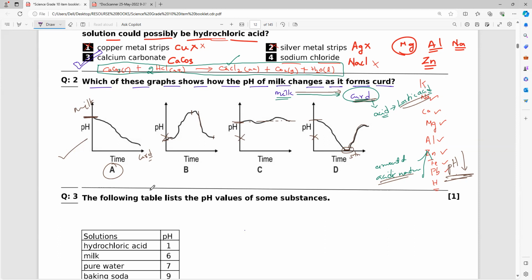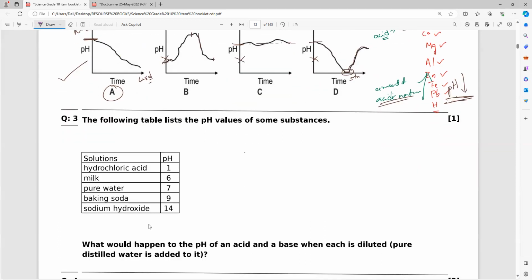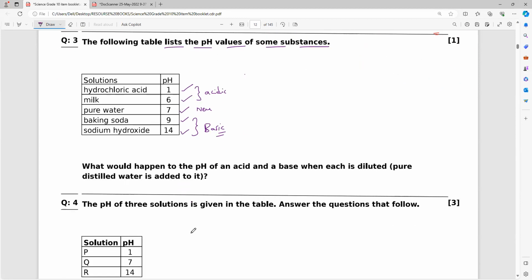Respond, guys. Next. The following table lists the pH value of some substances: hydrochloric acid, milk, pure water, baking soda, sodium hydroxide. So we all know that this is neutral, this is acidic in nature, and this is basic in nature. Now they are asking what would happen to the pH of an acid and a base when each is diluted, when pure distilled water is added to it.